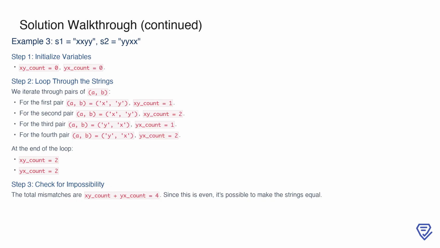The third pair is Y in S1 and X in S2, which increments YX_count to 1. The fourth pair is another Y in S1 and X in S2, so YX_count becomes 2. At the end of the loop, we have 2 mismatches of each type, XY_count equals 2 and YX_count equals 2. The total mismatches are 4, which is even, meaning it's possible to make the strings equal. With this setup, we can now calculate the minimum number of swaps.